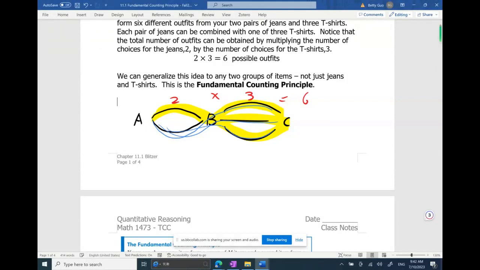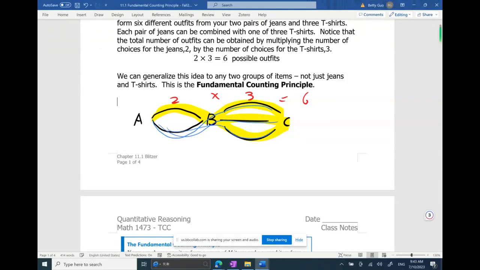So the fundamental counting principle tells us if we are about to complete a task and the task has 2 or more steps or parts, then the number of ways to complete the task is equal to the multiplication of the number of ways to complete each step.